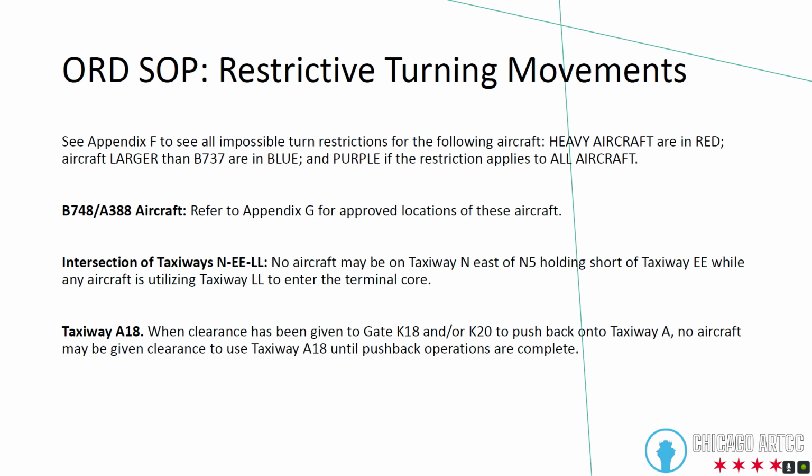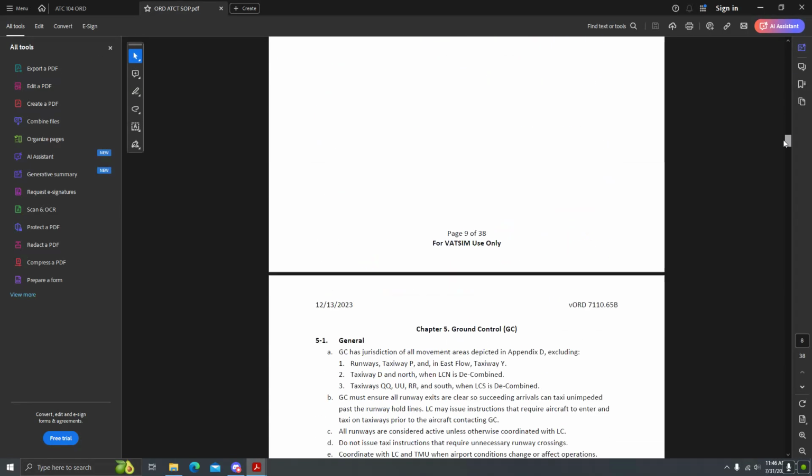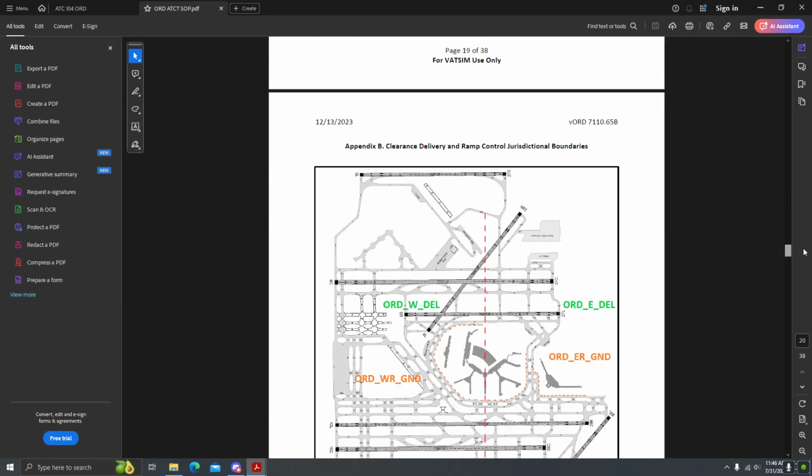And the intersection of taxiway November, Echo Echo, Lima Lima. No aircraft may be on taxiway November east of November 5 holding short of Echo Echo while any aircraft is utilizing Lima Lima to enter the terminal core. What you'll see in those cases is you don't have the wingtip clearance.